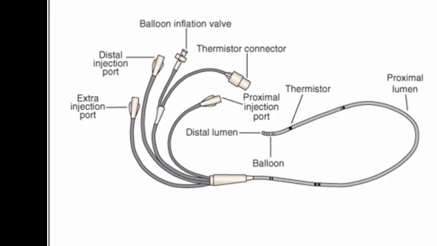The third channel is the proximal injection port, which exits 30 centimeters from the catheter tip, and is used for CVP, or right atrial pressure, monitoring and fluid infusion. The fourth channel is an extra injection point, which is not present on all catheters, but can be used for continuous infusion of hyperalimentation fluid.